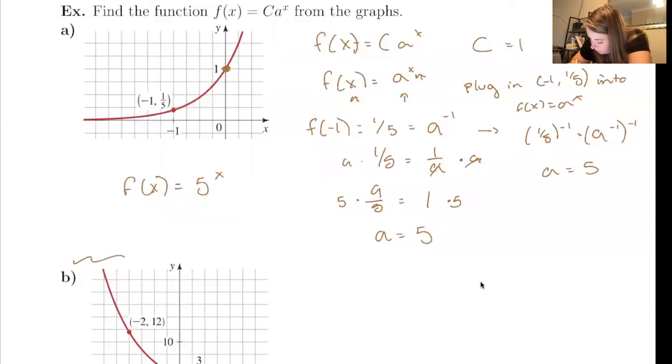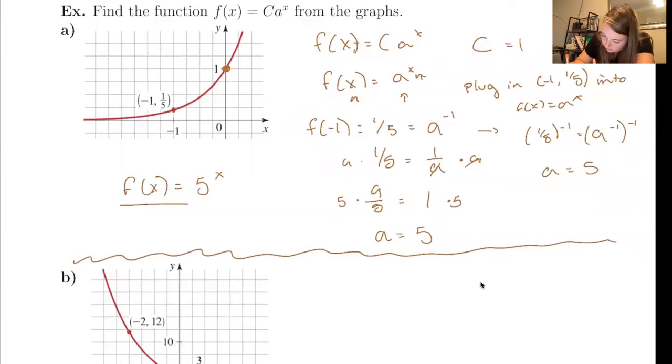Sorry for rushing this. I'm very excited about it. Okay, give myself some space. So that is my function there.